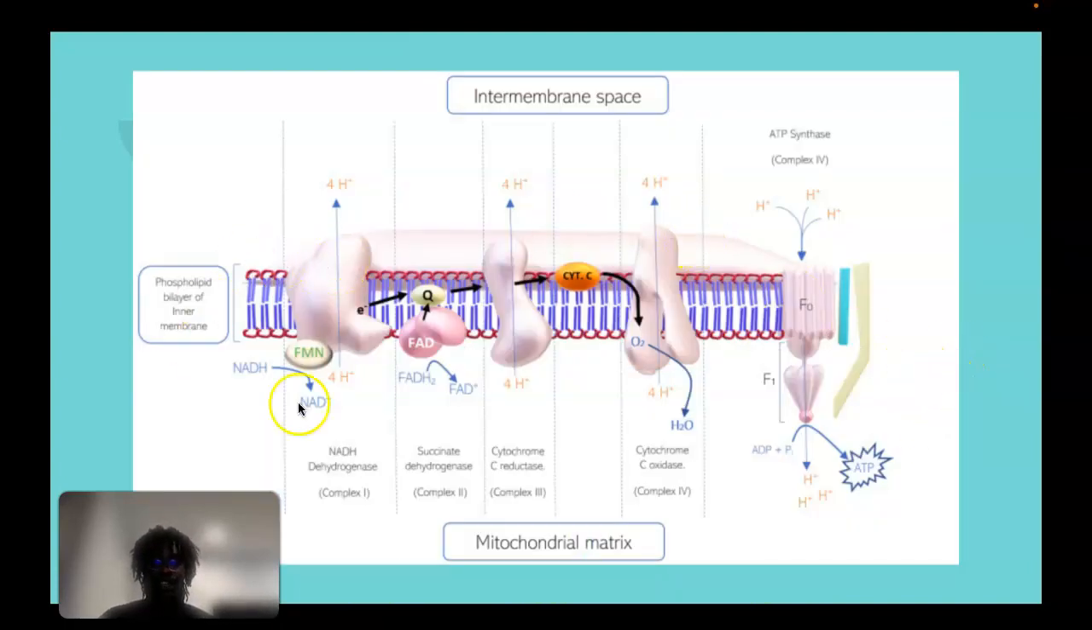Here we see another more detailed visual of the process in the mitochondrial membrane here. But now we'll explore another vital pathway in cellular energy production: beta oxidation.